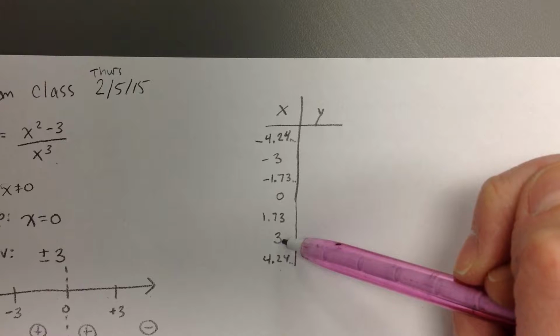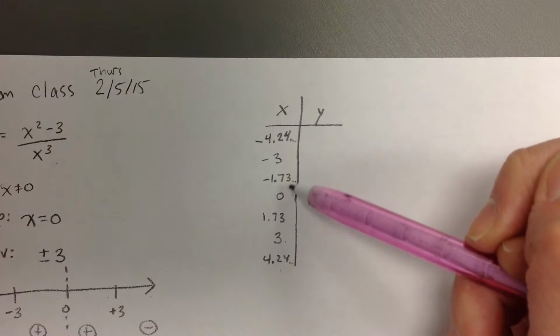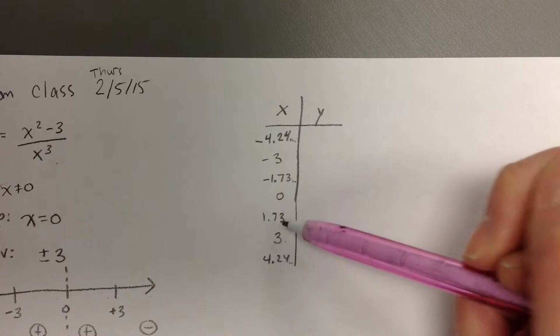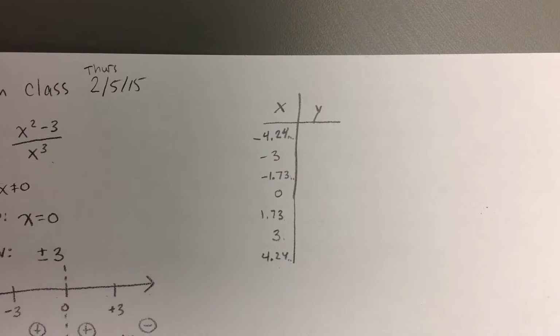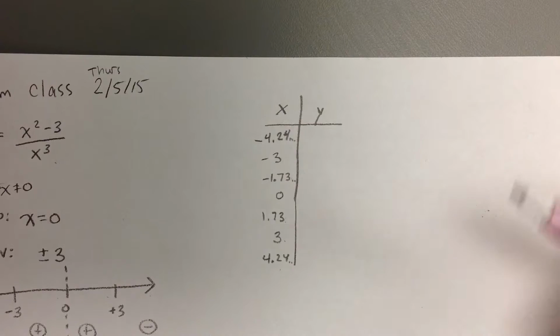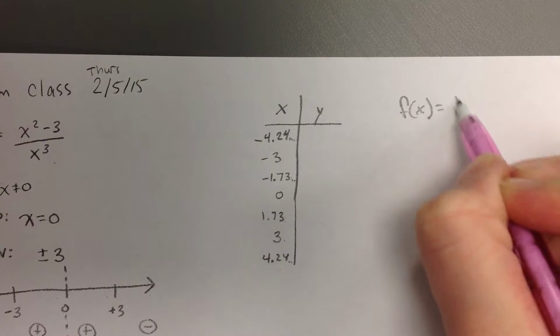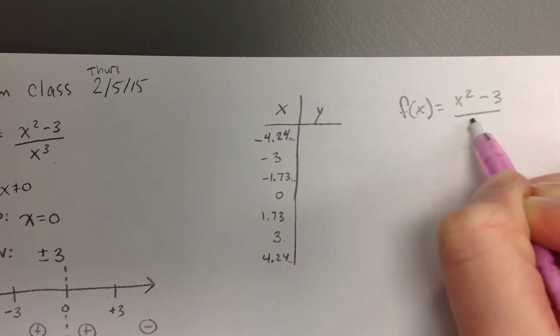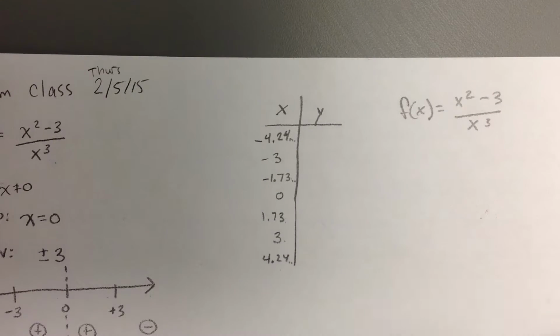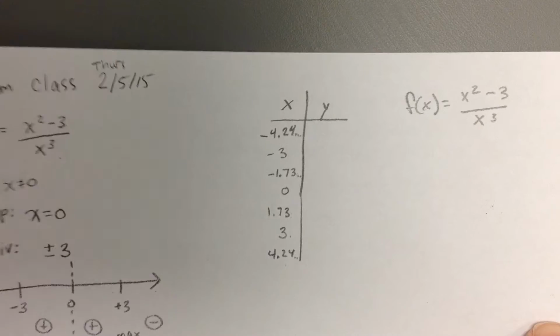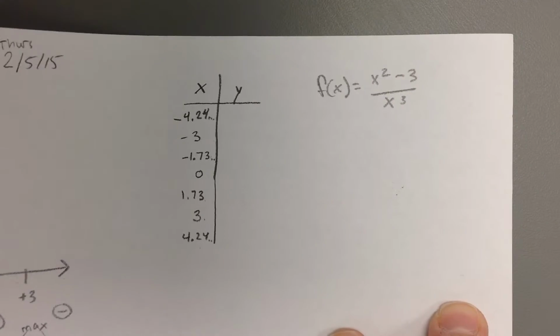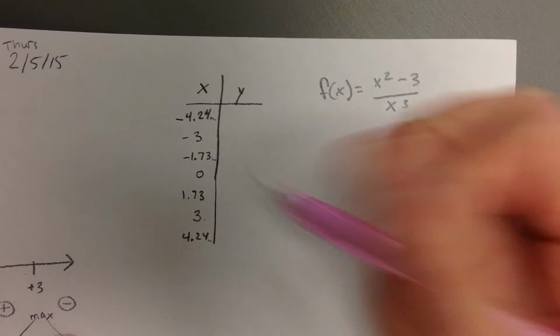Negative 3 and 3 are our extreme values. Positive and negative 1.73 are our x-intercepts, and 0 we know is an asymptote. So what we're going to do is take our original function, f of x equals x squared minus 3 over x cubed, and our goal is to figure out what the y values are that go along with any of these.